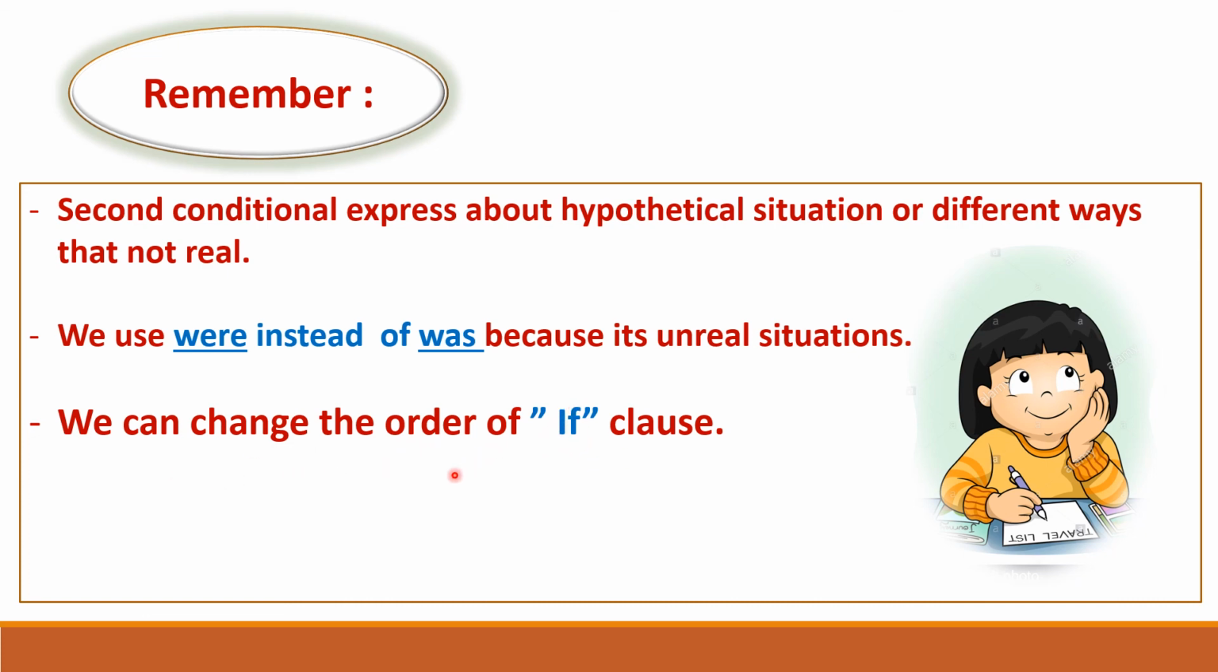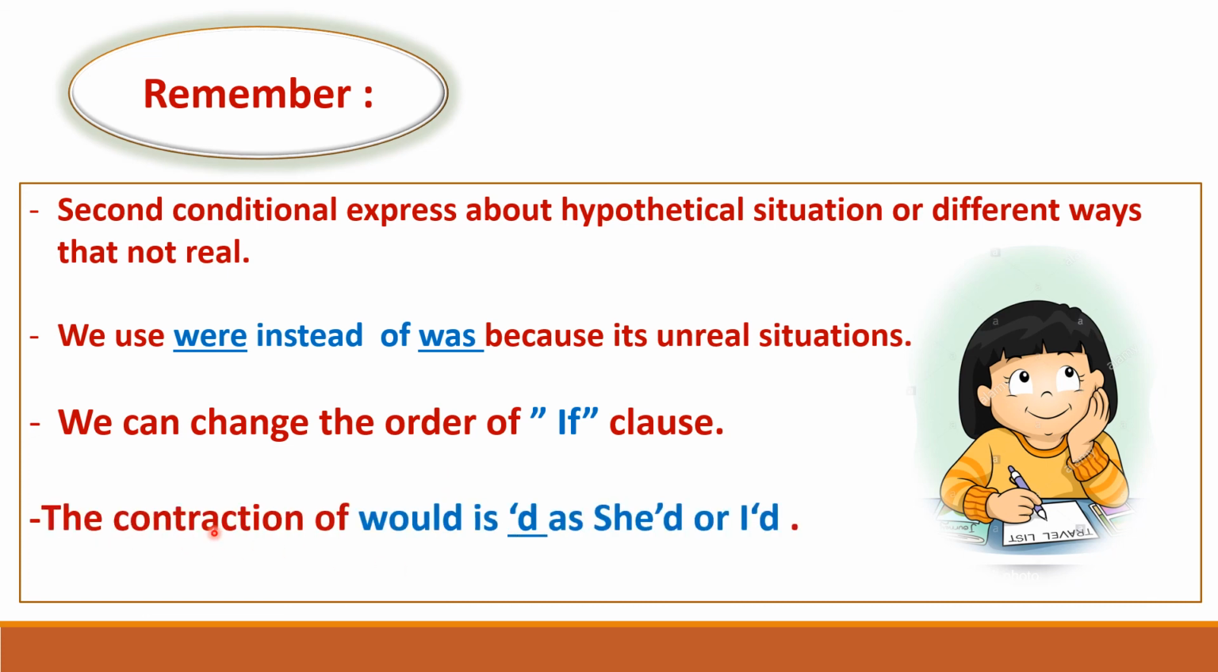Sometimes at the beginning, sometimes at the middle of a sentence. But if it is at the beginning, I put the comma to separate the sentences. إذا كانت بالبداية رح نضع بالمنتصف comma. إذا كانت بالمنتصف I put dot at the end of the sentences. And the contraction of would is 'd as she'd or I'd. يعني بدل الاختصار ل would هو 'd.